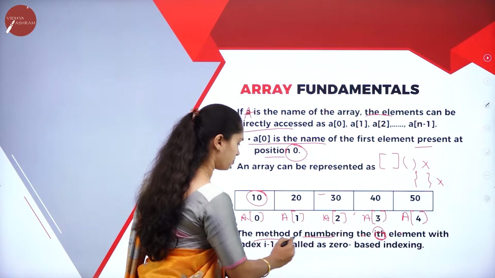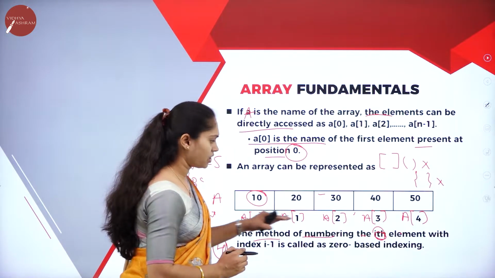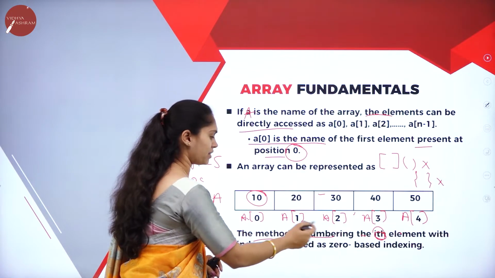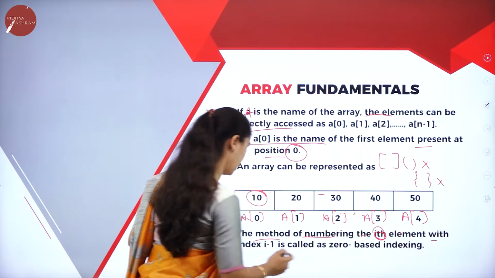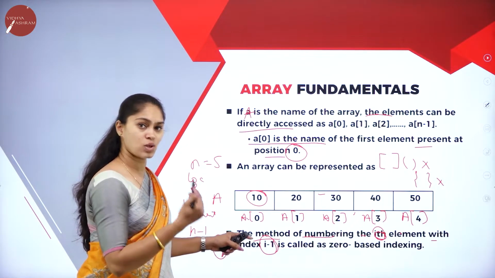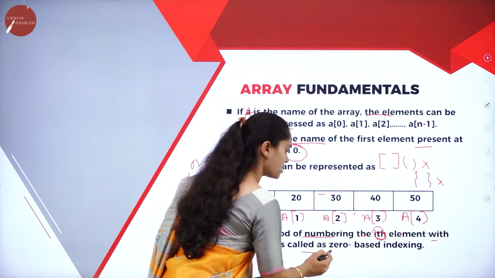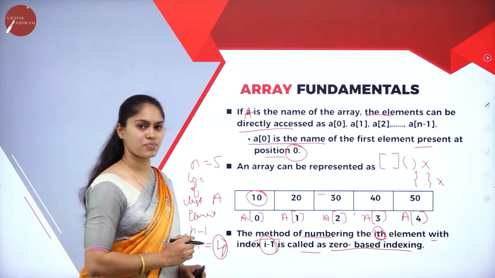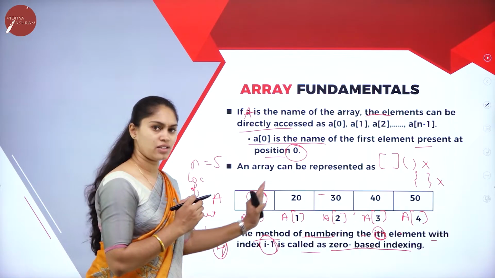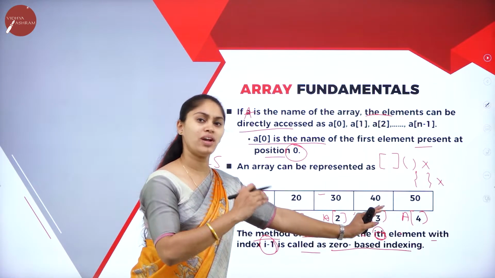So the method of numbering: we are giving the number, starting with 0 up to n minus 1. The method of numbering the ith element with index i minus 1 will be called 0 based indexing. So we are going to start the index with 0, 1, 2, 3, 4, 5 up to n minus 1.